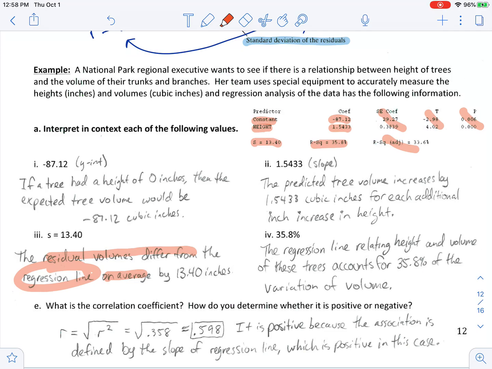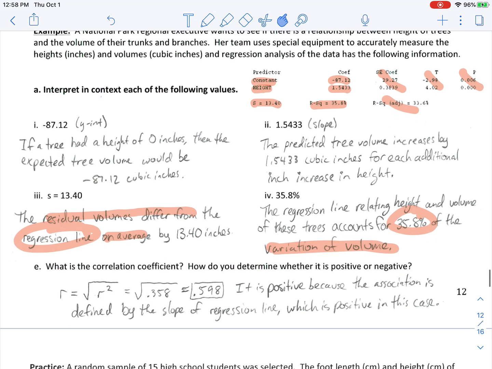35.8 is your r squared, basically saying that the regression line relating height and volume, again, you always say the same exact thing, accounts for 35.8% of the variation in volume. That means the volume isn't perfectly on the line, and only about 35.8% of that is because of this relationship. There's other stuff going on, right? There might be some weather issues, there might be some tree damage, who knows? Okay, I don't know. 35.8% is not a big percentage here.